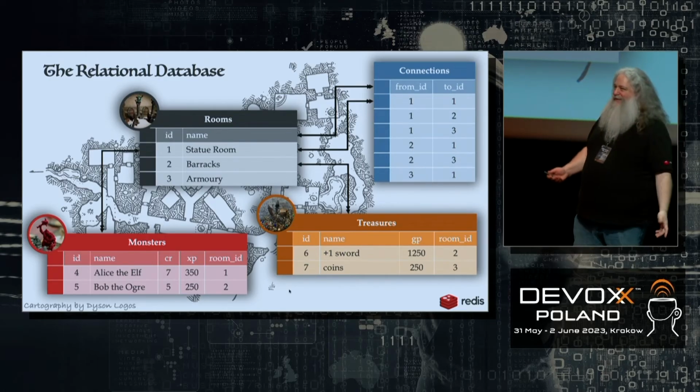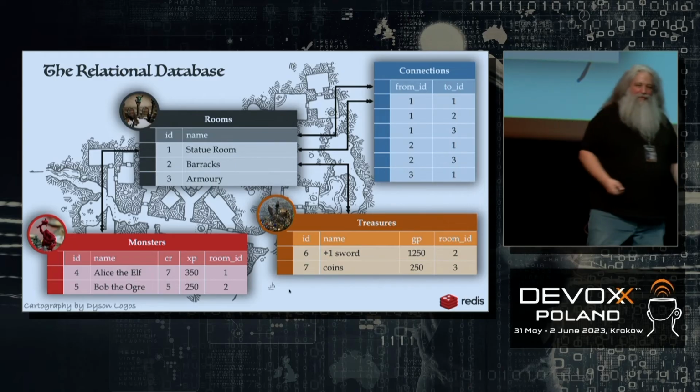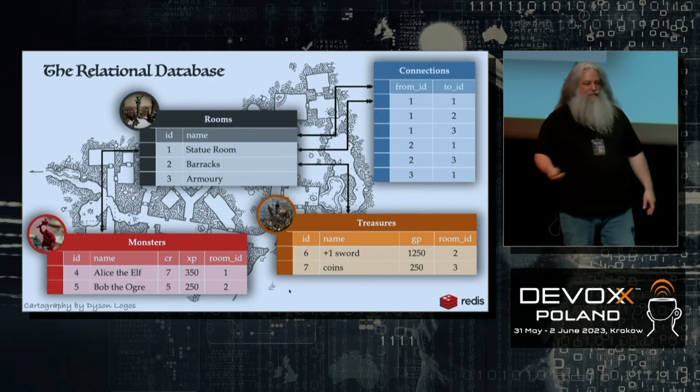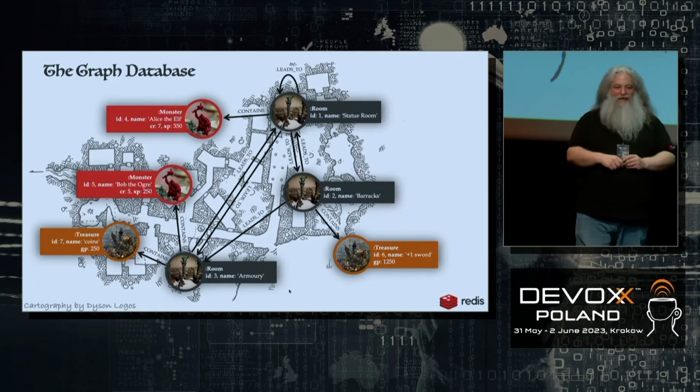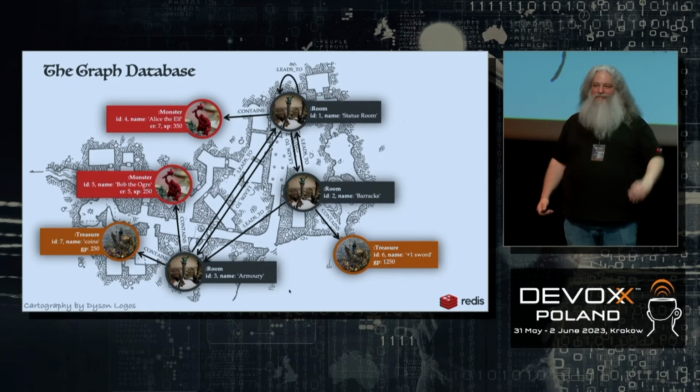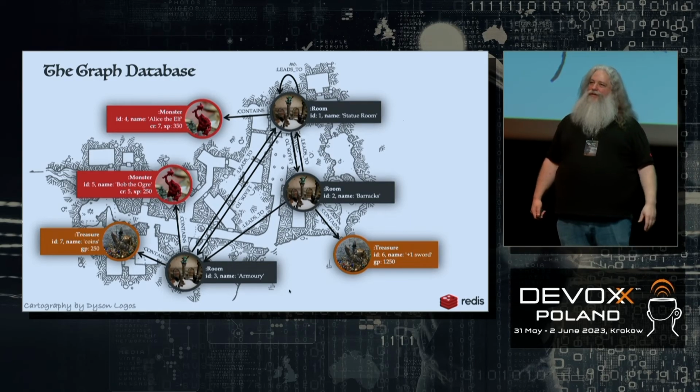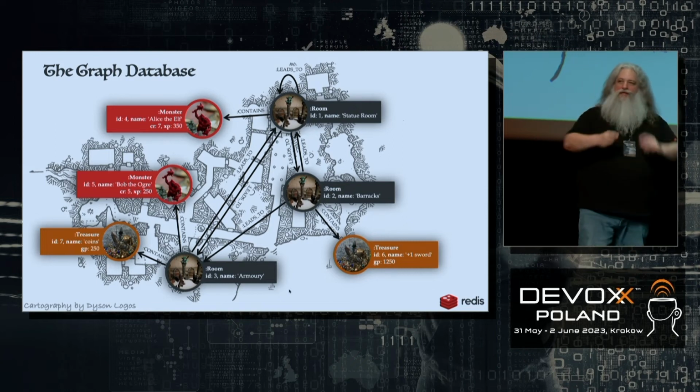They're a big pain in the butt. I mean, they're powerful. They're very powerful, but they're hard to think about. Our graph database, on the other hand, looks really natural. It kind of looks like what it is. We can see that the rooms are connected in a certain way.